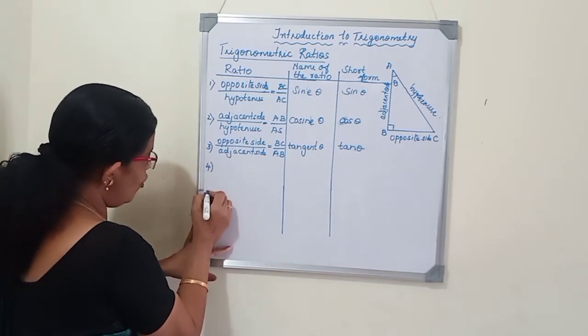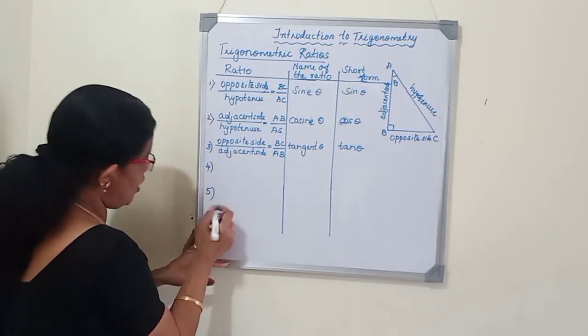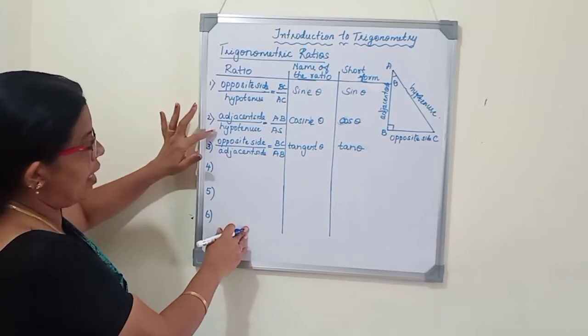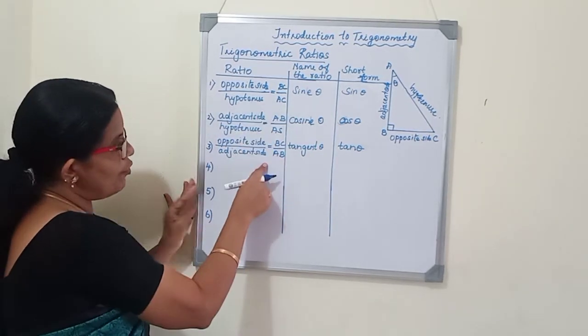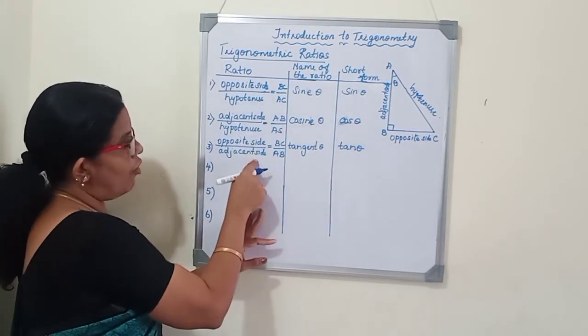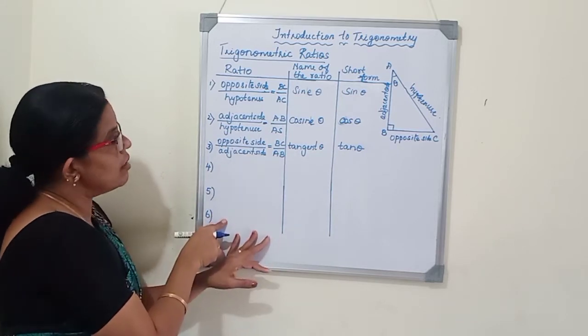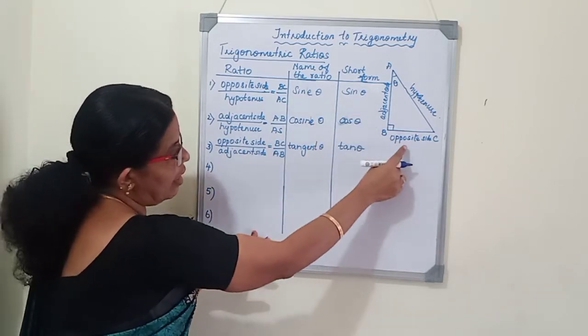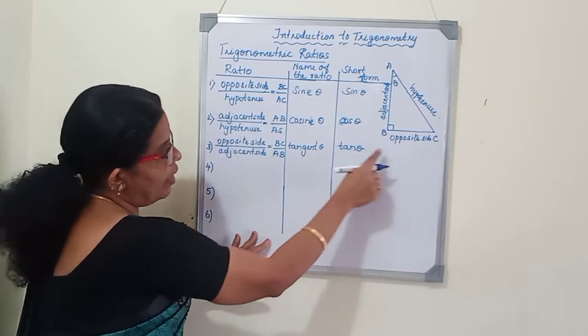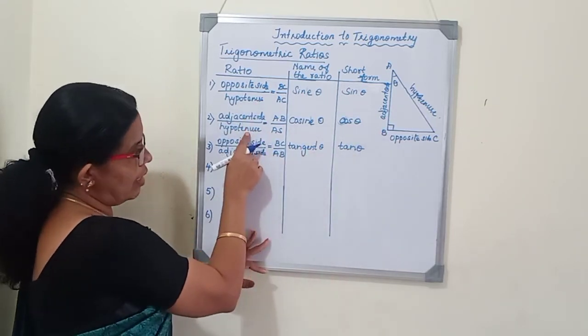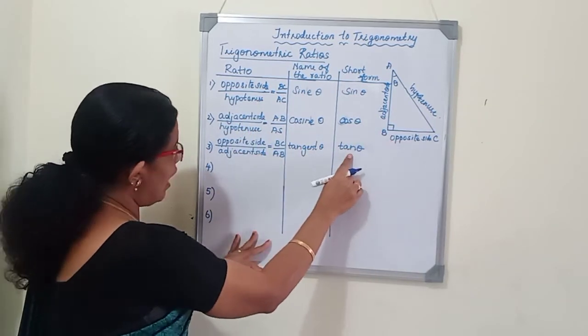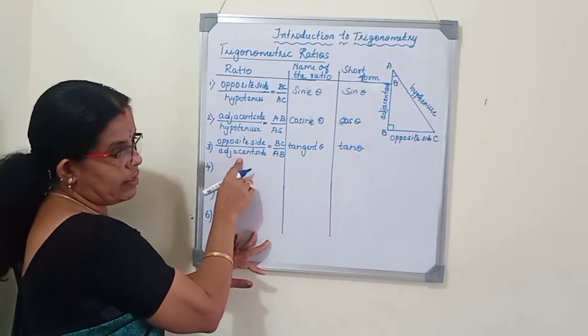Next, the 4th, 5th and 6th ratios are the reciprocals of the 1st, 2nd and 3rd. So if you know the first 3 ratios with the correct formula, we can write the remaining 3. So first one is sin theta, opposite side by hypotenuse. Next is cos theta, adjacent side by hypotenuse. Third one is tan theta, opposite side by adjacent side.